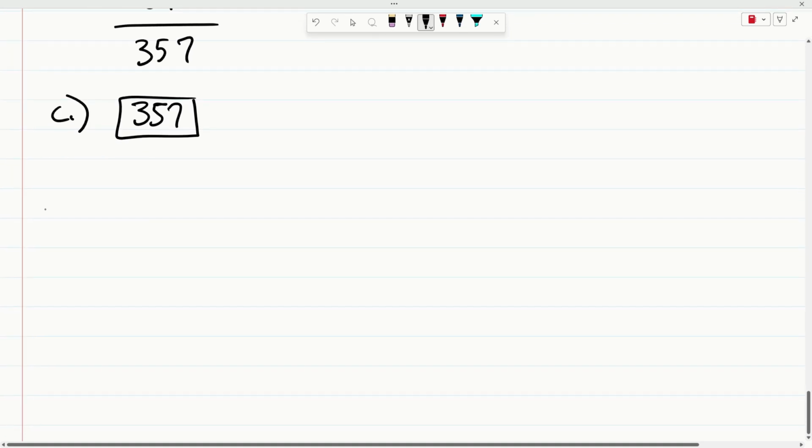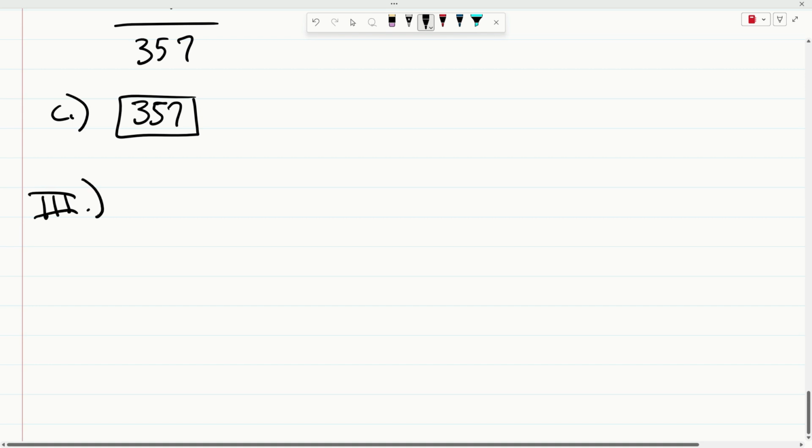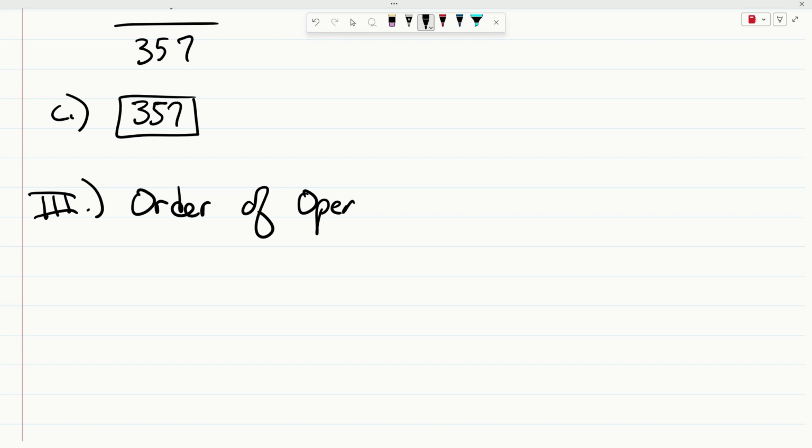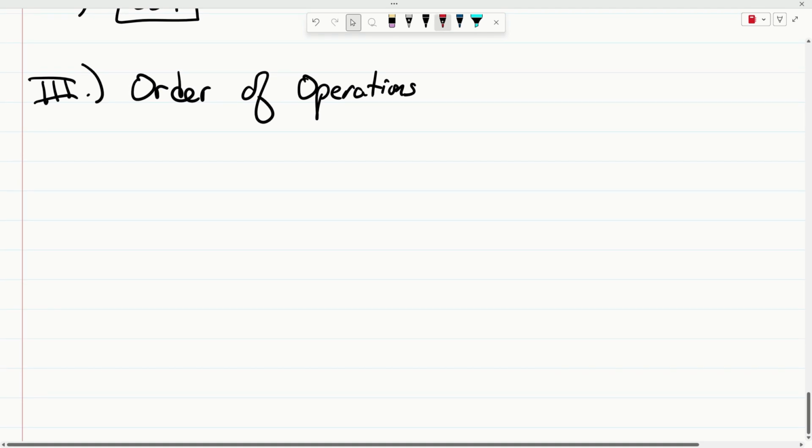Now, the next thing I'm going to go over, this is the biggie. It's the order of operations. Now, I know you've heard it before as, I don't know, PEMDAS or please excuse my dear Aunt Sally stuff. But I'm going to ask you to get away from that. Okay? The reason why is in this example right here.